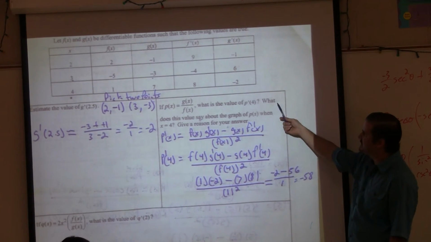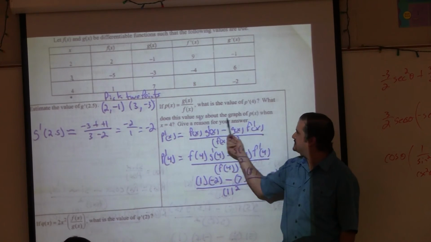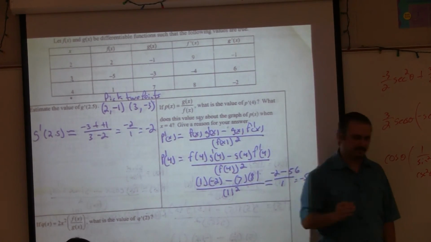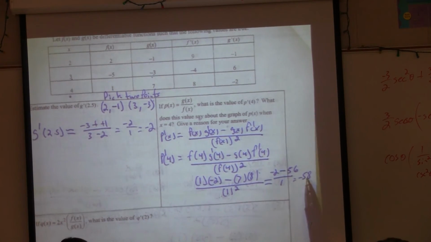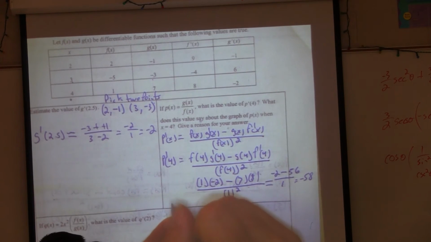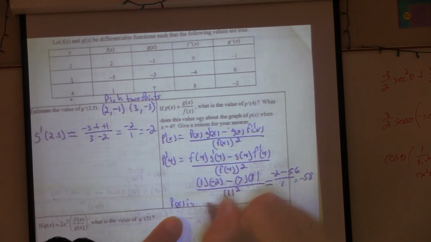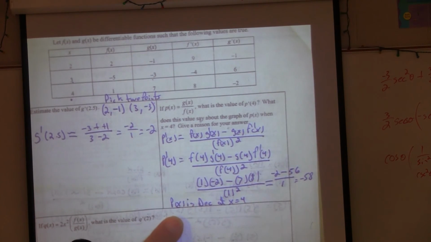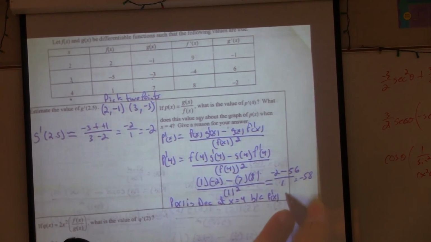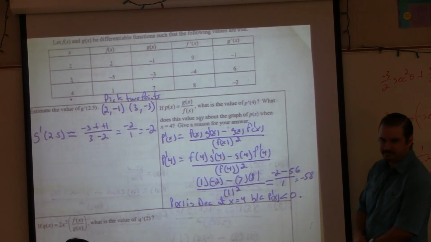Now let's keep going. It says, what does this value say about the graph of p of x when x equals 4, and give a reason for your answer. So what is this telling us about the original graph at 4? What's happening to it? Very good. P of x is decreasing at x equals 4, because p prime of x is less than 0. That means that it's negative, right?